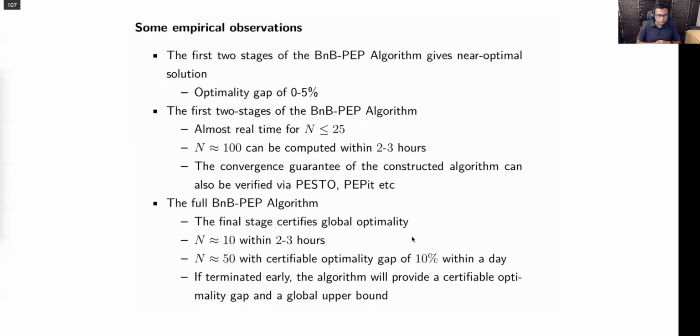hours. N up to 50 with a certifiable optimality gap of 10% can be done within a day. Of course, I'm talking about a very generic laptop. The more resources we can spend, the faster it would be. And if terminated early, the algorithm has this benefit that it will provide a certifiable optimality gap and also a global upper bound, which is helpful because whatever algorithm we have, the optimality gap tells us how far it is, in terms of the relative optimality gap, from that absolute optimal algorithm.